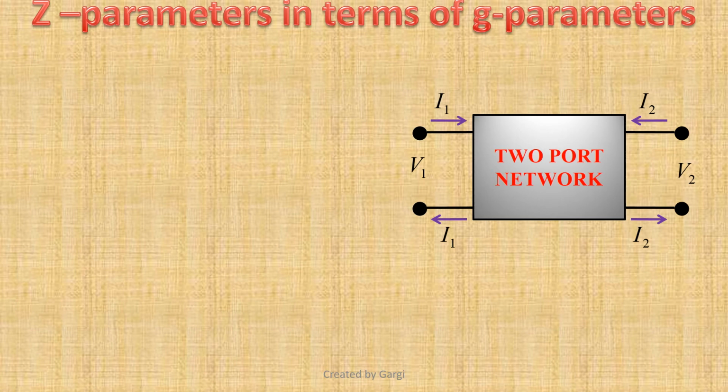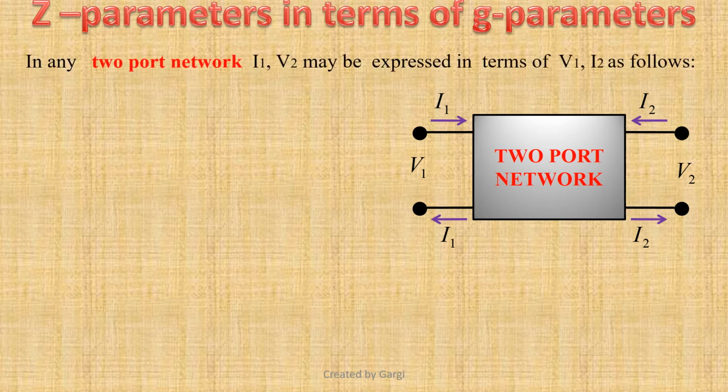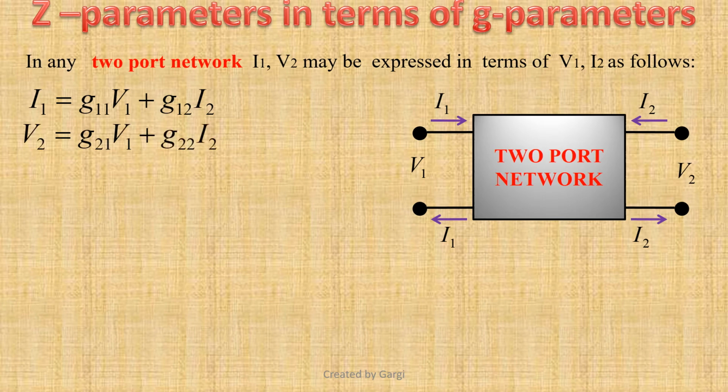Now let us derive expressions for Z parameters in terms of inverse hybrid parameters, or simply called G parameters. When we describe a two-port network using G parameters, we express the input port current I1 and output port voltage V2 in terms of input port voltage V1 and output port current I2. The linear equations used in this case are I1 equals G11 times V1 plus G12 times I2, and V2 equals G21 times V1 plus G22 times I2.